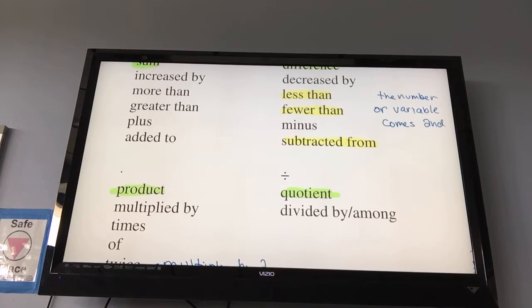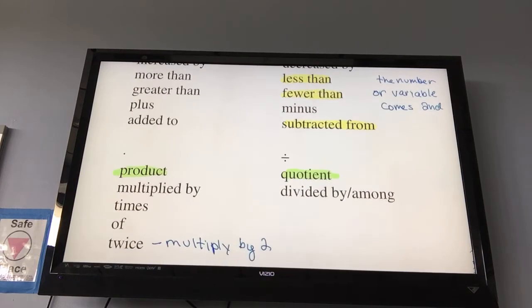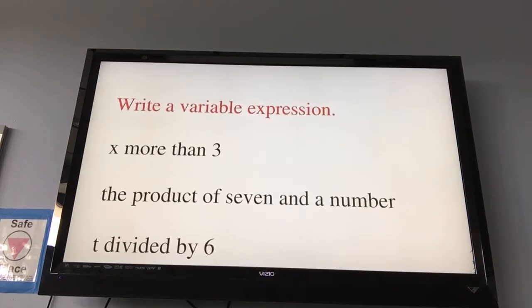And I'll point that out when I get to one of those questions. But these are, as I said, not too challenging at this point. So, again, when you see the words times, divide, plus, minus, hopefully those are more than obvious operations. Okay, so write a variable expression. X more than 3. Now, when I see that, very specifically, it does mean when I see X more than, that means I'm adding X. What am I adding it to? To 3.